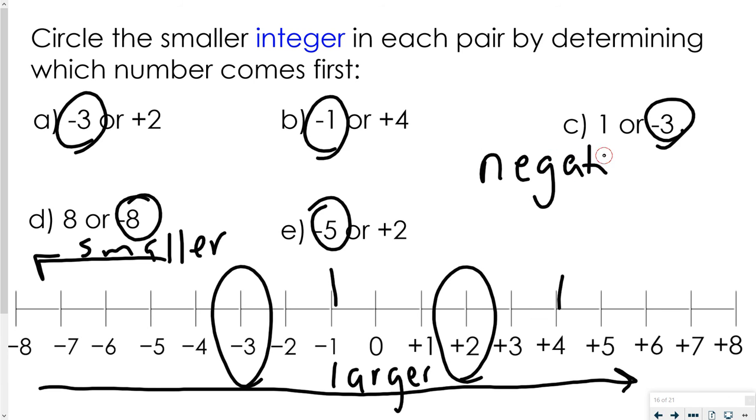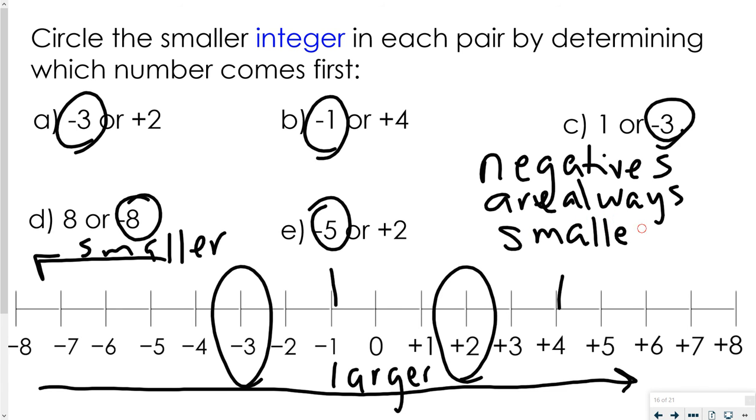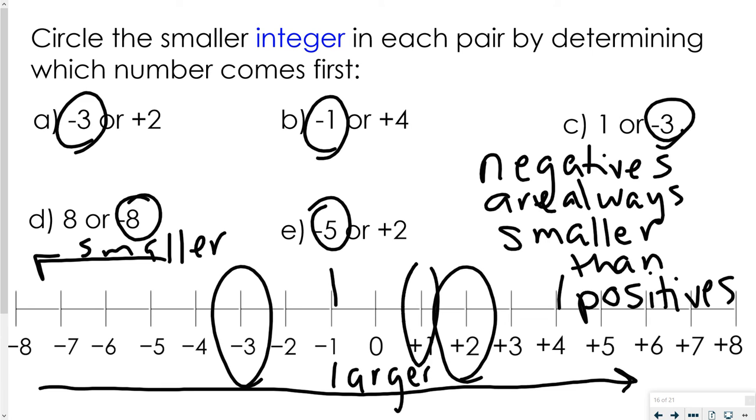Negatives are always smaller than positives. So that means +1 is always bigger than any negative number. So you could say -1,000 and I could beat it with +1. Kind of cool.